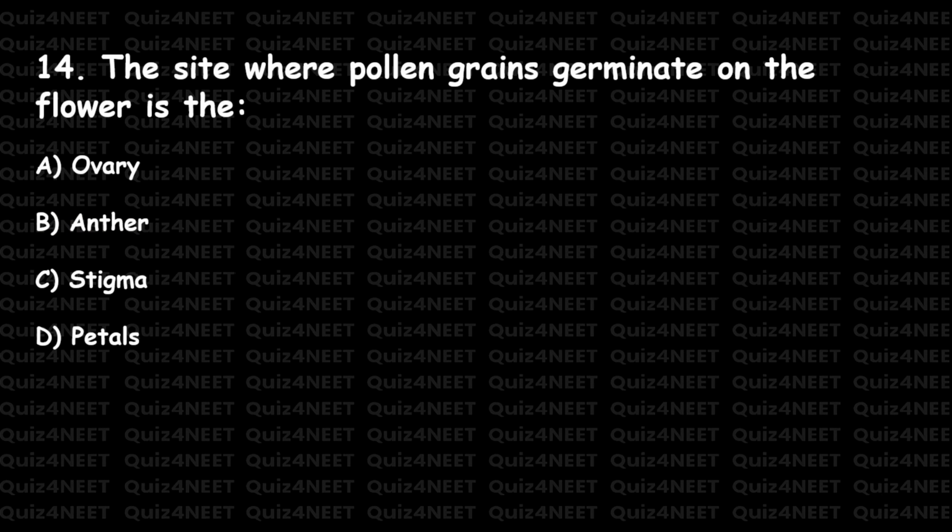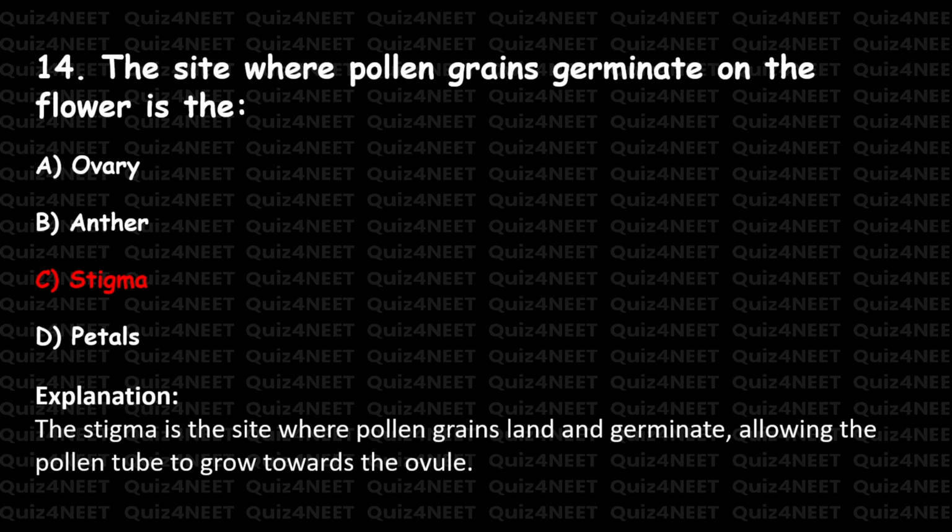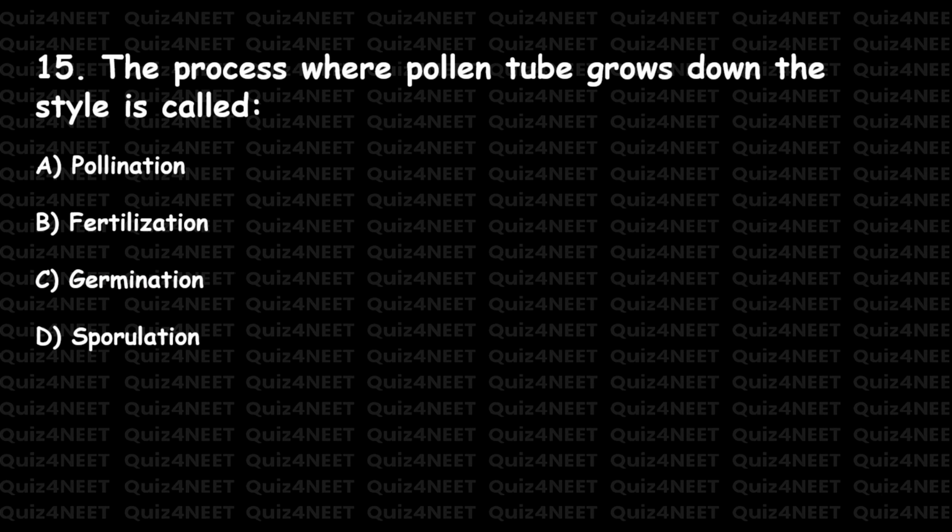The site where pollen grains germinate on the flower is the A. ovary, B. anther, C. stigma, D. petals. C. stigma. The stigma is the site where pollen grains land and germinate, allowing the pollen tube to grow towards the ovule. 15. The process where pollen tube grows down the style is called A.